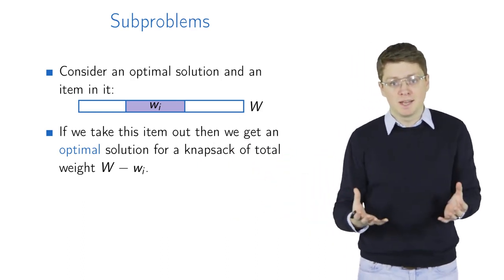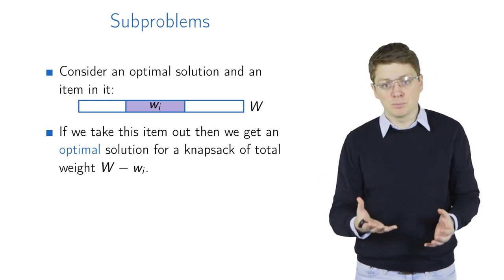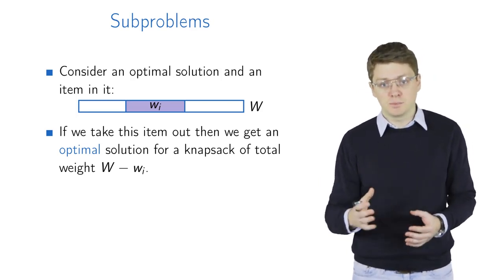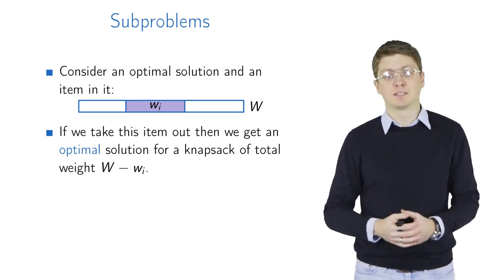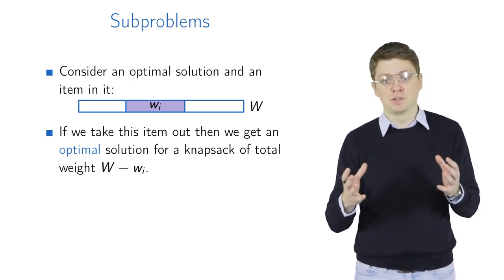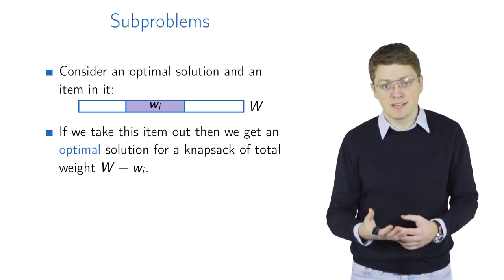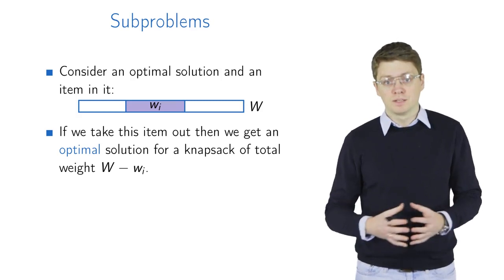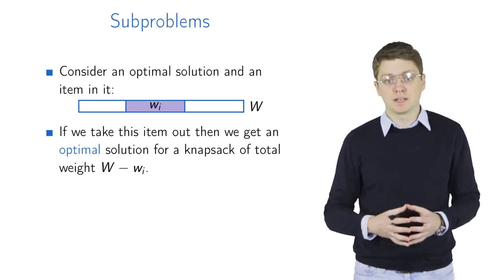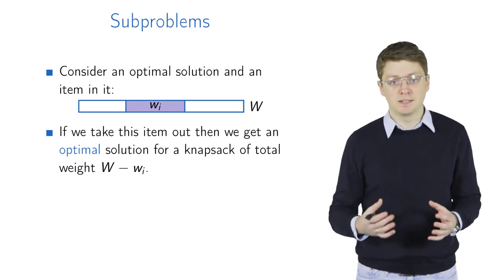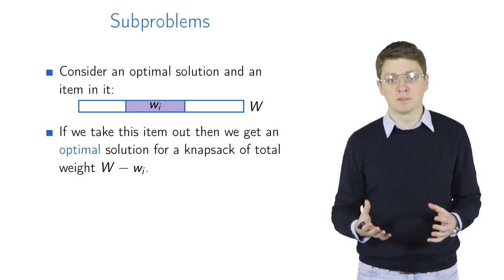What we get actually is a solution to our initial problem of higher value. I mean, its total weight is at most capital W and its value is higher than the value of our initial solution. But this contradicts the fact that we started with an optimal solution, right? So such a trick is known as the cut and paste trick, and it is frequently used in designing dynamic programming algorithms.